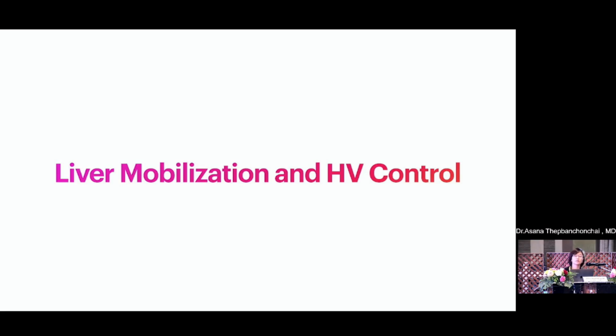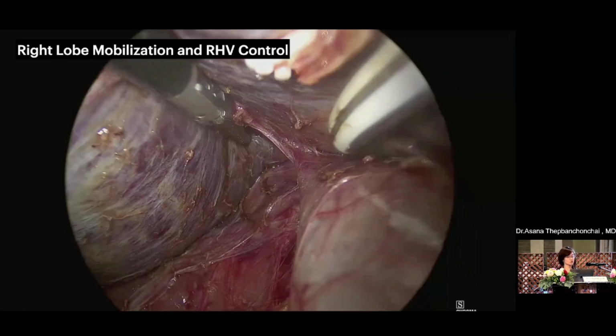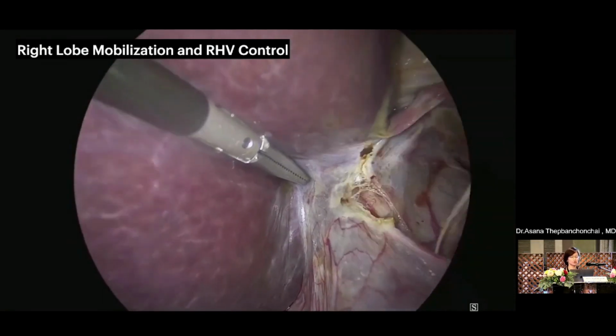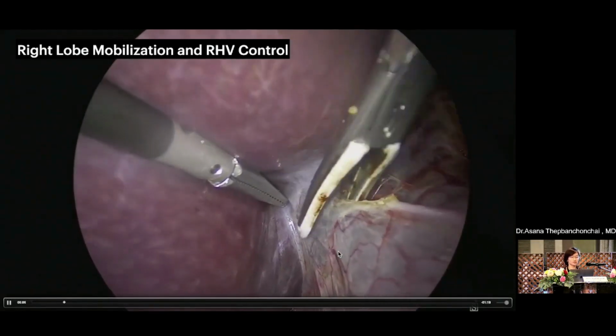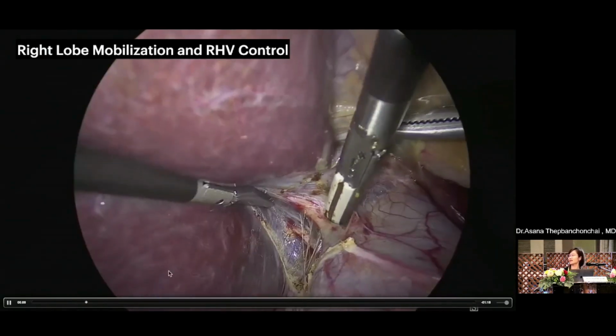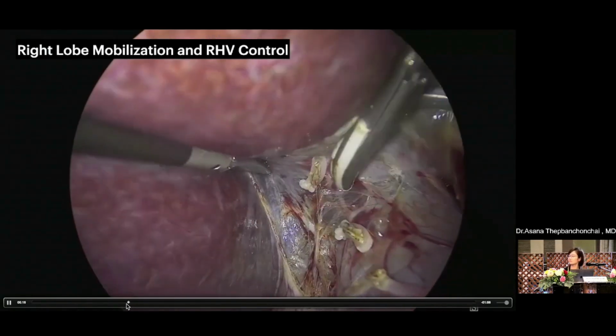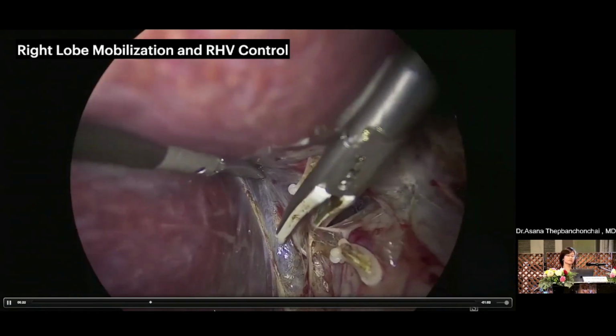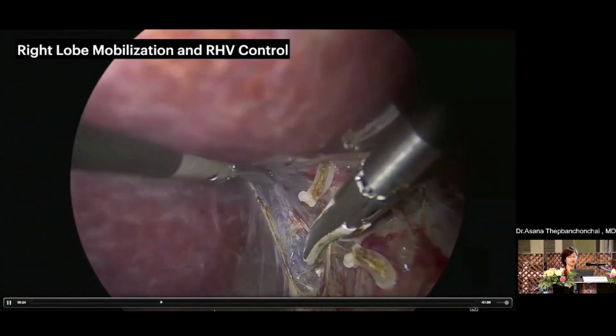Let's move to the liver mobilization and hepatic vein control. This video shows liver mobilization by the caudal approach. The short hepatic vein branches could be ligated and divided at this time. And the small short hepatic veins or the vasa vasorum can be sealed and cut with the energy device.